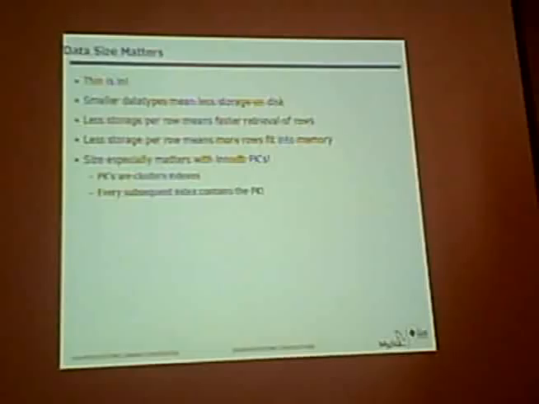I actually posted a blog post on this because I ran into a client who did this specific thing to the extreme. They had a 64 byte InnoDB primary key, which is just massive. It was a hexadecimal GUID that was generated by Hibernate, which is just awesome in and of itself. Sorry, it's a varchar 64.